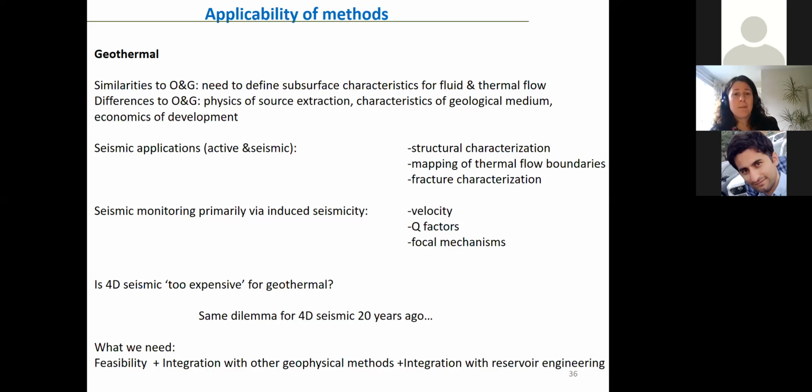But at the same time, we have many differences to oil and gas because the physics of source extraction is different. The geological medium may be different, and the economics of development is different. So, for example, in geothermal, it's not the sweep you're looking at, but rather you want to track the thermal front and understand the changes in temperature in the subsurface.